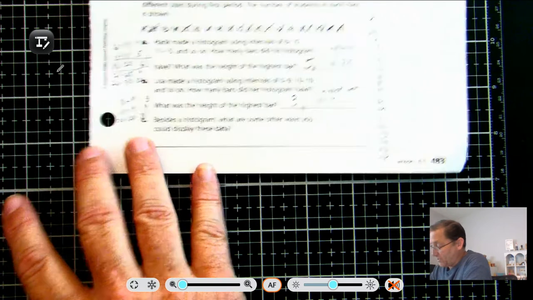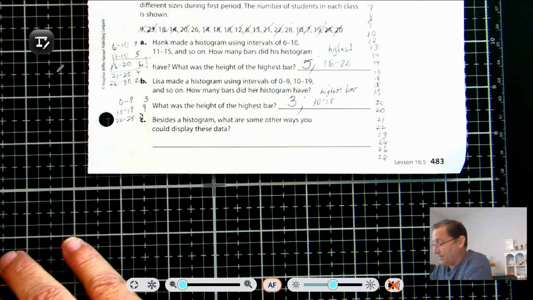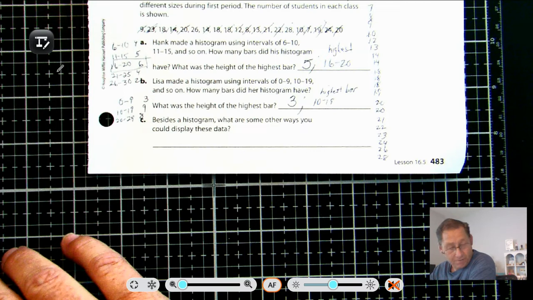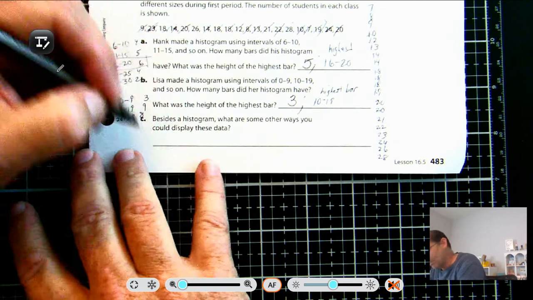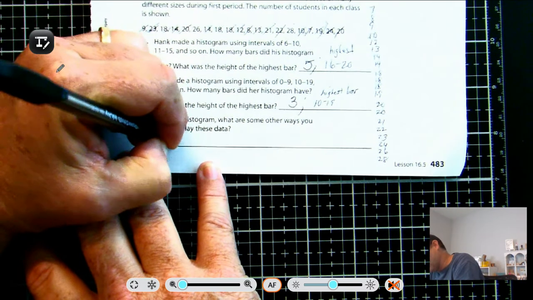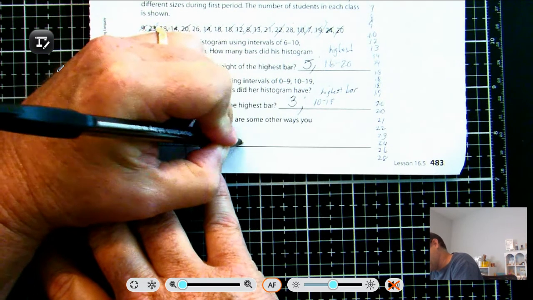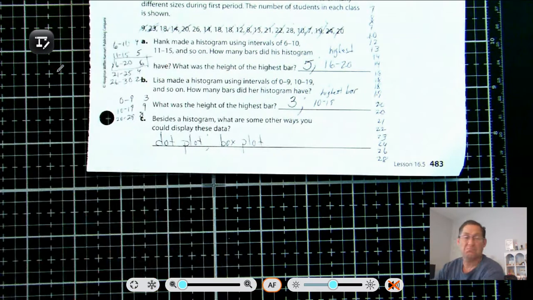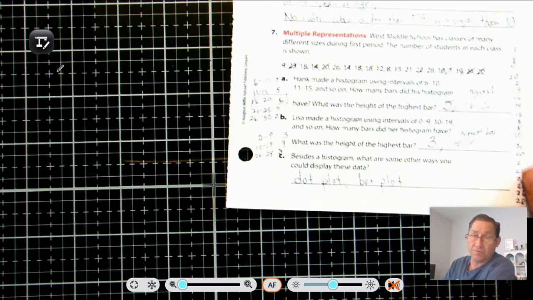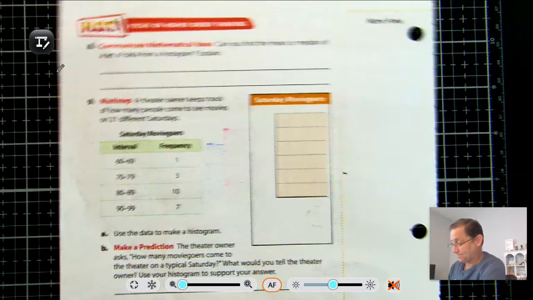Besides a histogram, what are some other ways you could display these data? Well, we could use a dot plot, right? We could use a box plot. There's just a couple of those. You could probably use a regular bar graph.